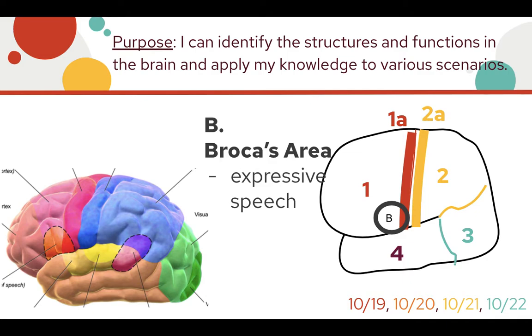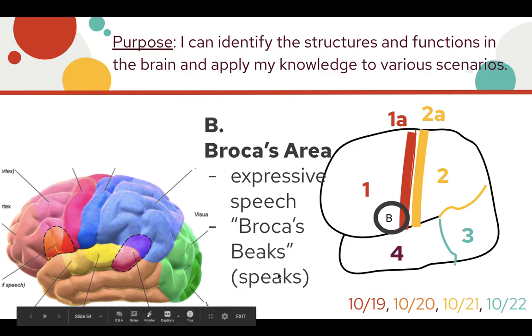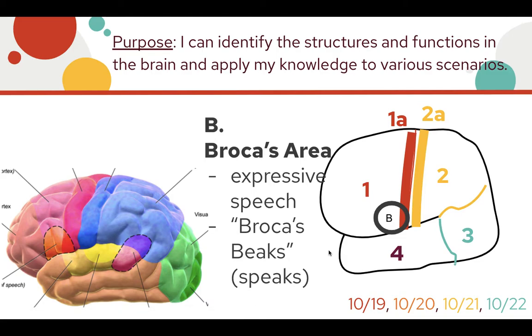So I'm able to produce speech and to speak because of my Broca's area. So Broca's beaks or speaks. A way that we remember it is by saying Broca's beaks or Wernicke's wissens, which will make sense in just a bit. You could also think about how you speak with your mouth, and in Spanish, mouth is boca. So you boca with your broca.